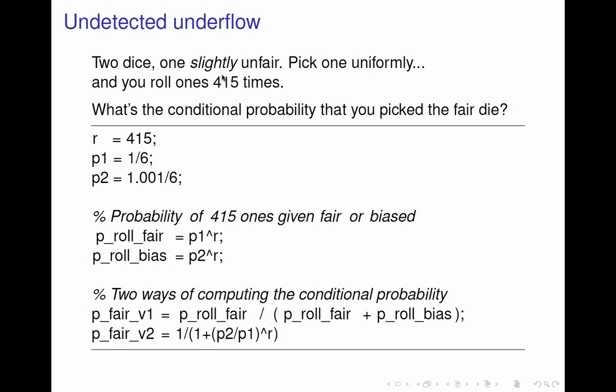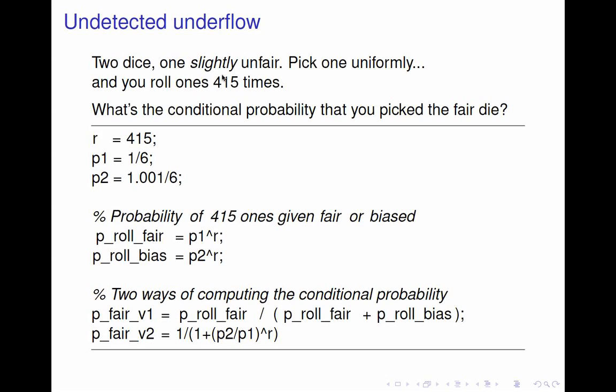This one is more subtle because this is one that you might think was absolutely fine. So suppose that I do the following. I have 2 dice. One of them is slightly unfair, so it rolls ones with probability 1.001 over 6 rather than probability 1/6. Okay, so you pick one of the dice from my hand, and you roll it, and it rolls ones 415 times in a row. So what's the probability that you pick the fair die?